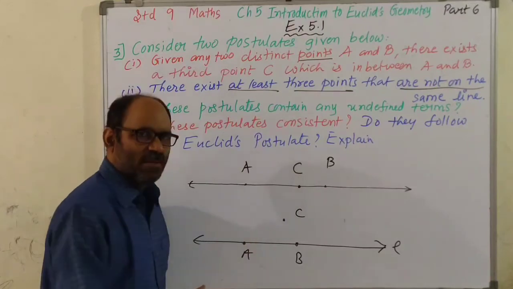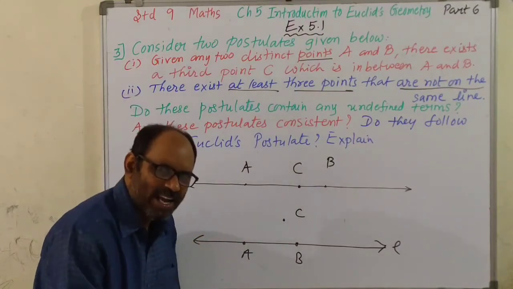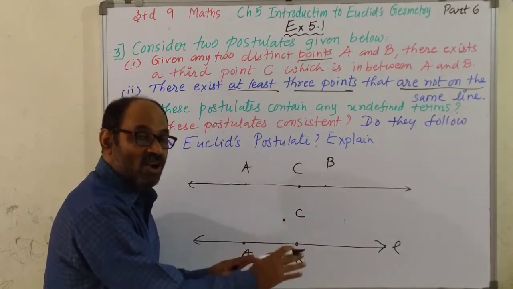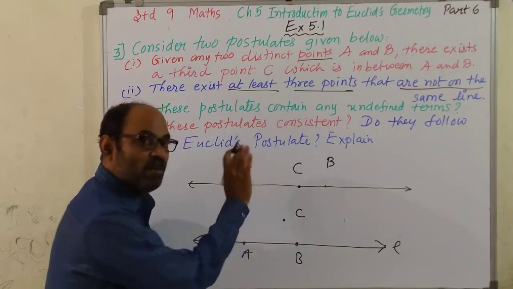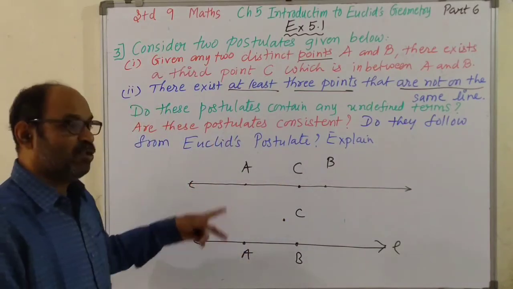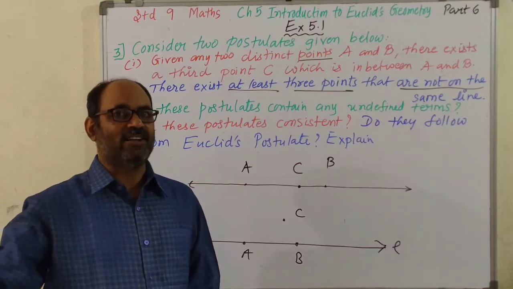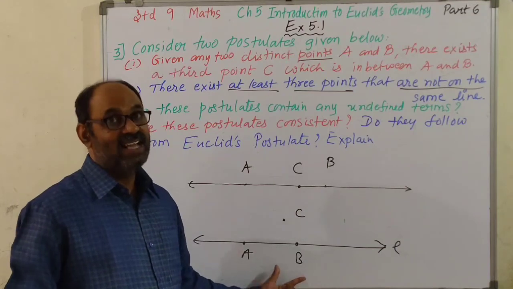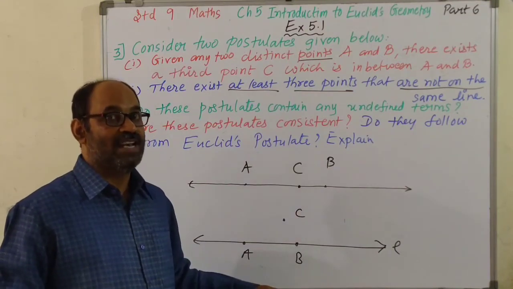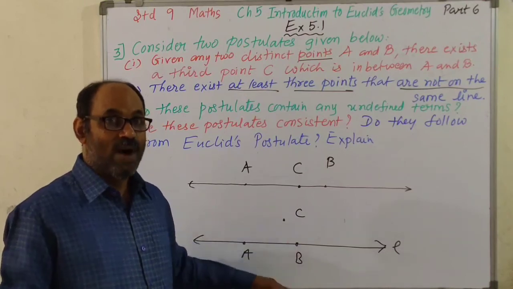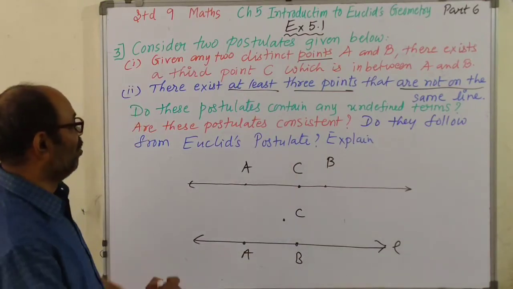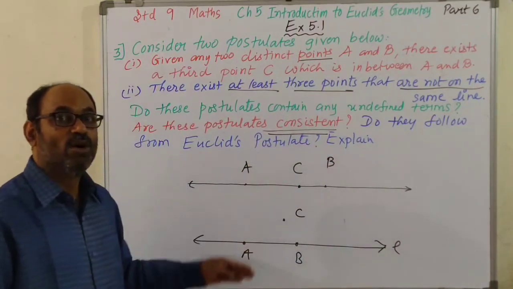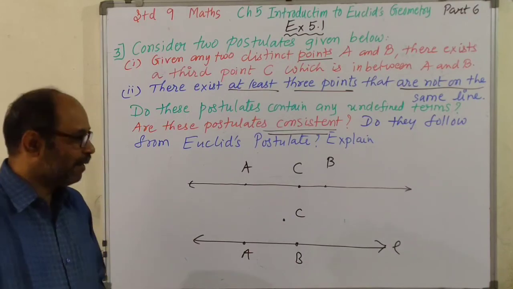Saying that C is between A and B will not have any effect on this one. Saying that A, B, C are not on the same line will not have any effect on the other. So these two postulates do not have any effect on each other. Its truthfulness remains the same, and its truthfulness remains the same. Both the truthfulness remains intact and one does not affect the other. So, yes, are these postulates consistent? Yes, the two postulates are consistent.